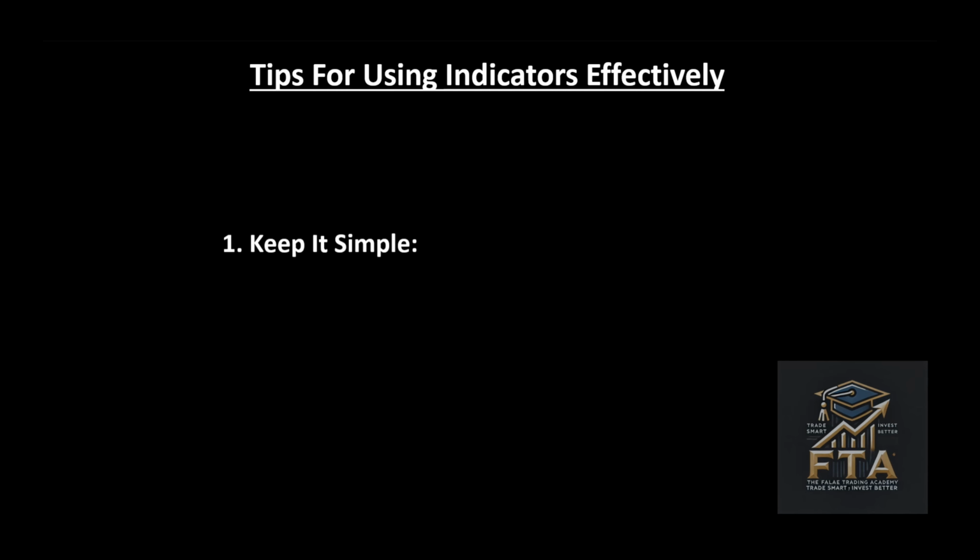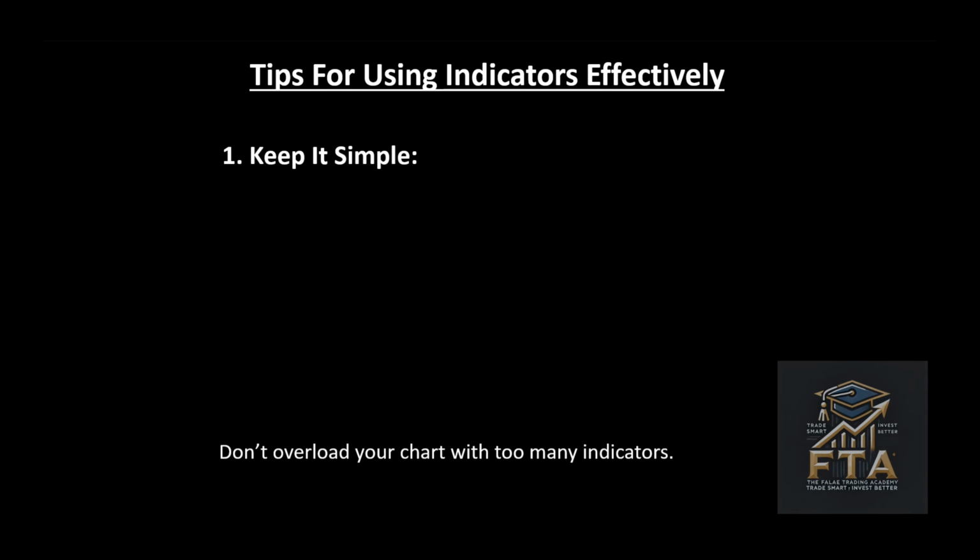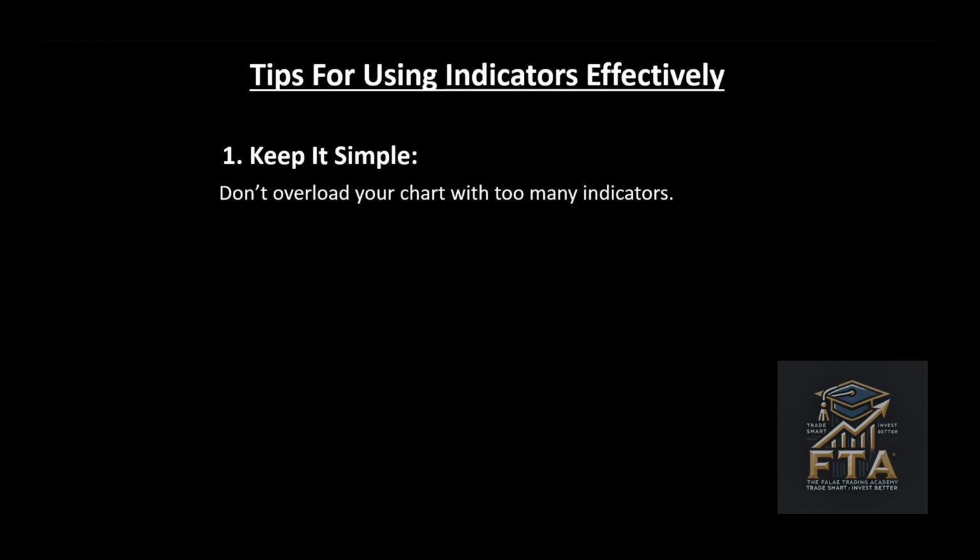Tips for using indicators effectively: number 1, keep it simple. Don't overload your chart with too many indicators. When I started using indicators, I probably had about 6 or 7 indicators, and depending on what I'm trading, I still have a number of indicators, but on average you need maybe 3 or 4 indicators to have a trading algorithm that you can work with. It's better than having nothing.